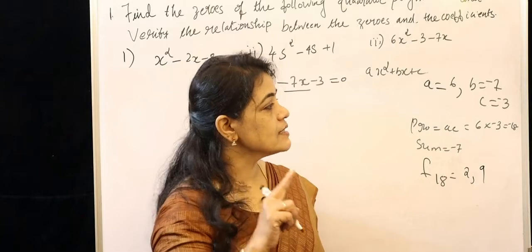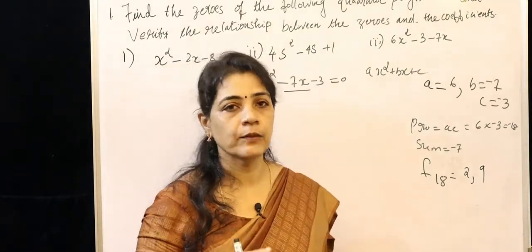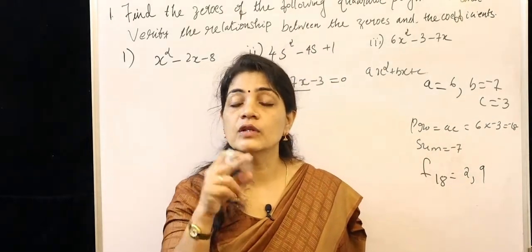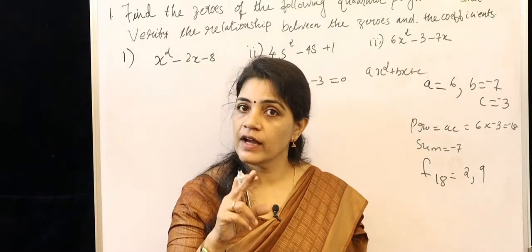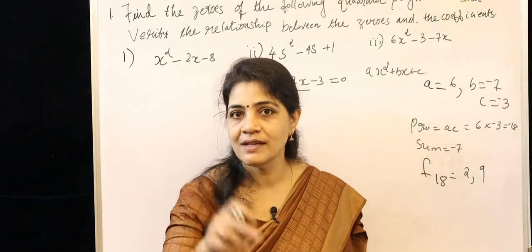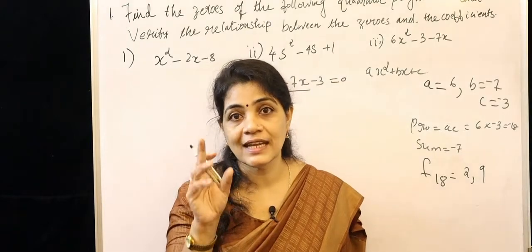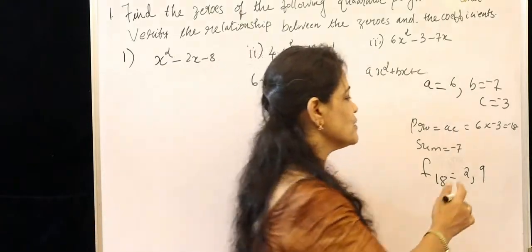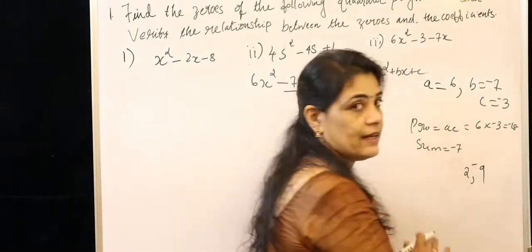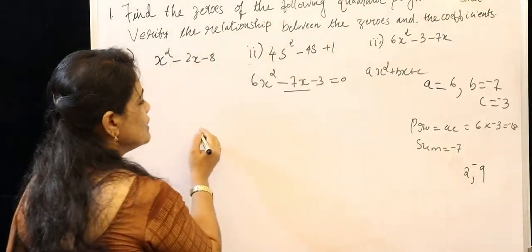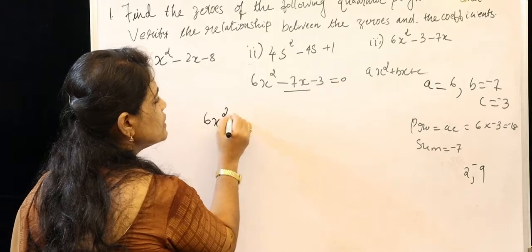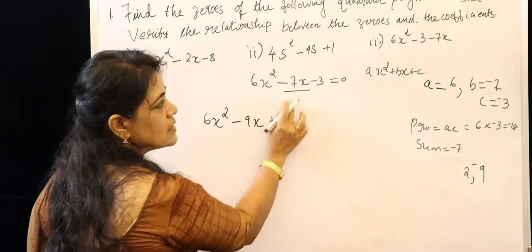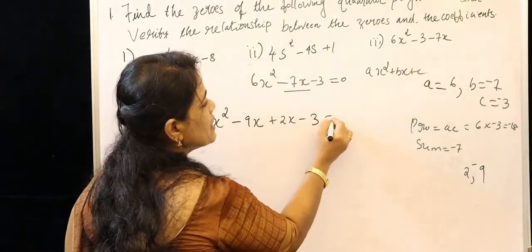And one more thing, consider the sign before splitting the middle term. Before splitting the middle term, minus 18 and minus 7, both are negative. So one of the factors must be negative and that negative sign goes to the biggest factor. Only then, when you take the difference, that negative sign will remain in the sum. And the product also, negative into positive, is negative. So I am giving the negative sign to 9. Based on that we can split the middle term negative 7x: 6x square, no change for the first and the third term, minus 9x plus 2x. See the difference, 7x, minus 7x minus 3 equated to 0.